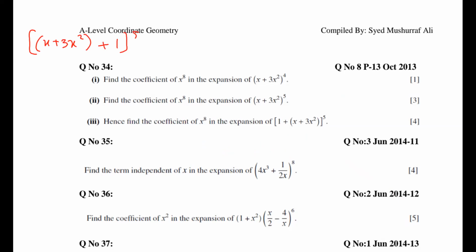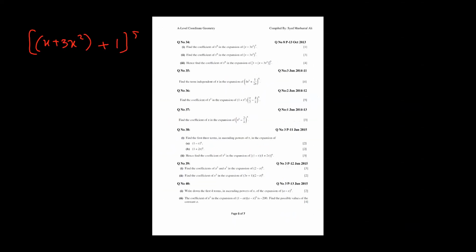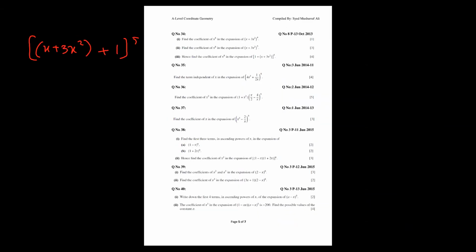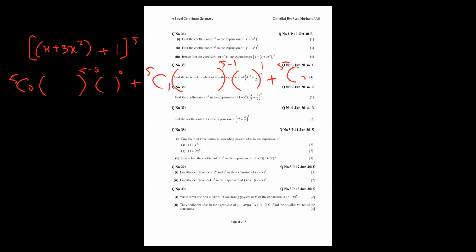And my target is what? The coefficient of x to the power 8. So let's try. First of all, as usual, you know it, students. 5c0, first term to the power 5 minus 0, second term to the power 0. Repeat. 5c1, first term to the power 5 minus 1, second term to the power 1. Repeat. 5c2, first term to the power 5 minus 2, and second term to the power 2.